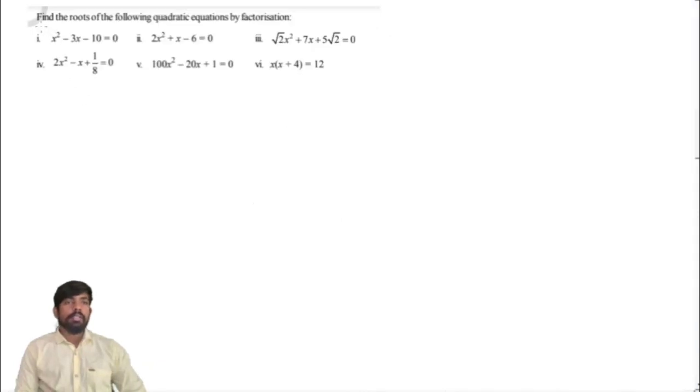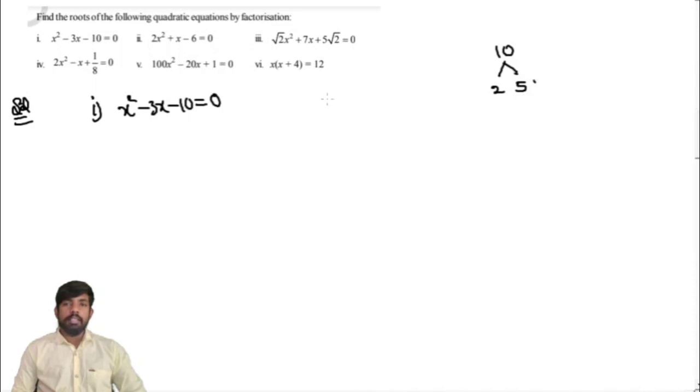Now the question asks to find the roots of the following quadratic equations by factorization. Okay, we'll use factorization. The first problem is x square minus 3x minus 10 equals 0. Here minus 10 is there. 10 can be written as 2 fives are 10, and 5 minus 2 is 3.